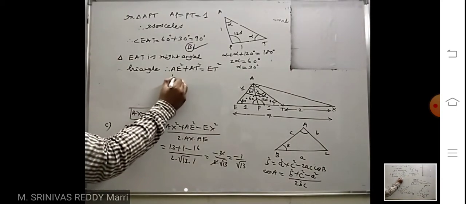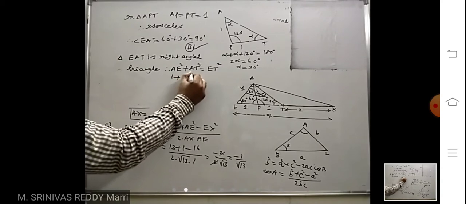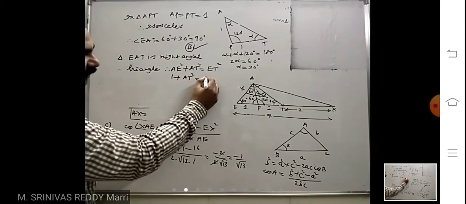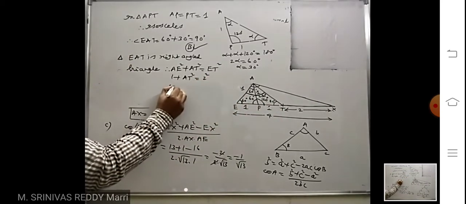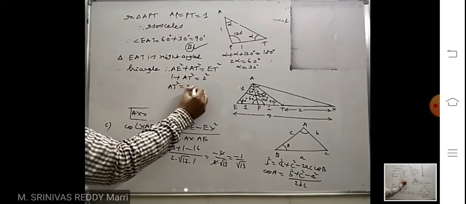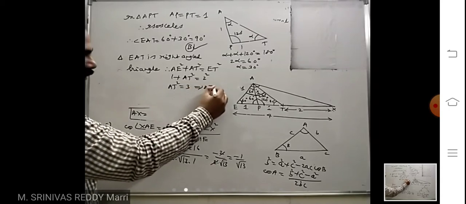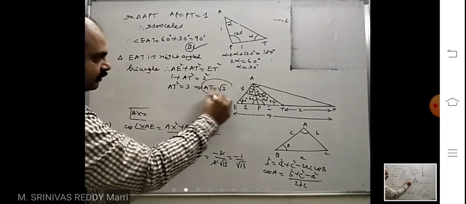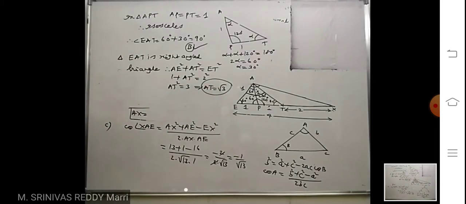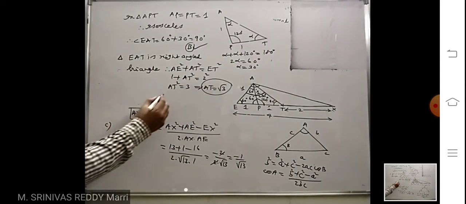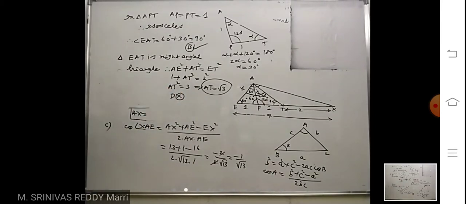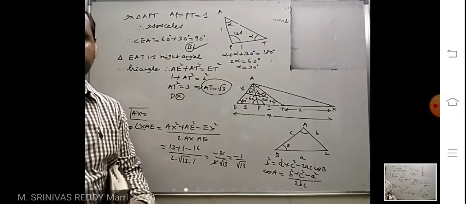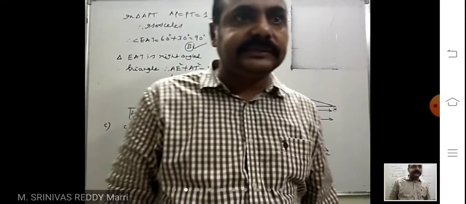What is AE, 1 plus AT square, equal to ET square, which means 2 square. So this length is 2. Therefore, AT square is nothing but 3. That implies AT is what? Root 3. Therefore, option D is incorrect. So what are the answers? A, B, C. All the 3 answers will be correct. Like that, a geometrical application of the cosine rule.